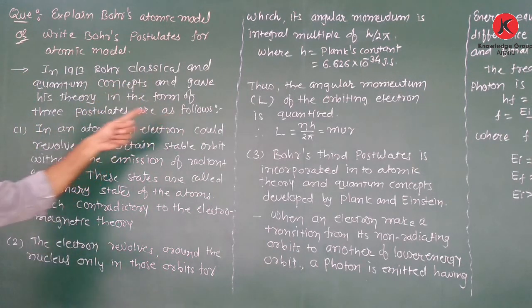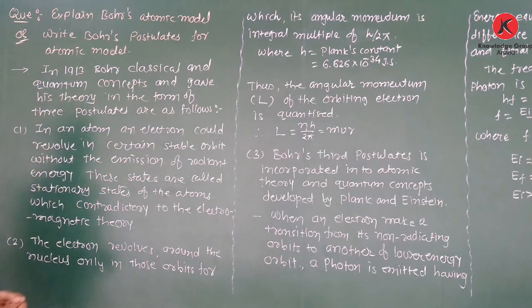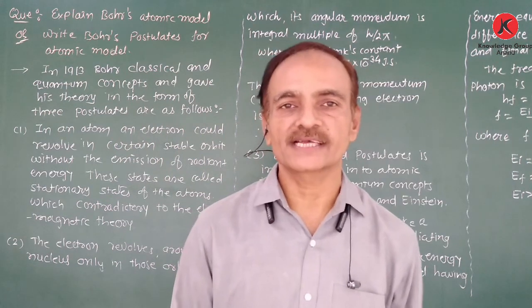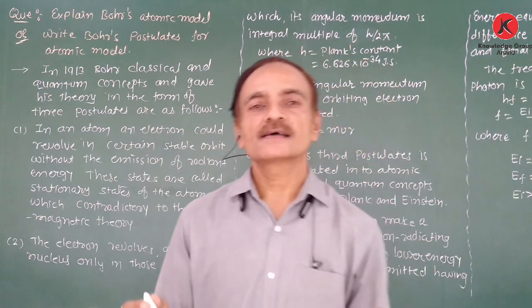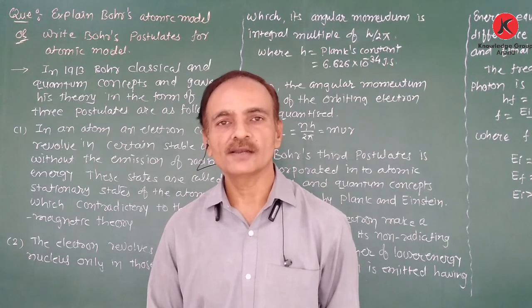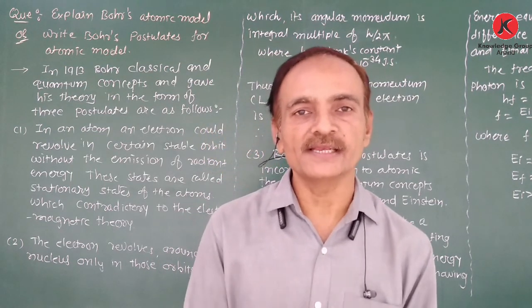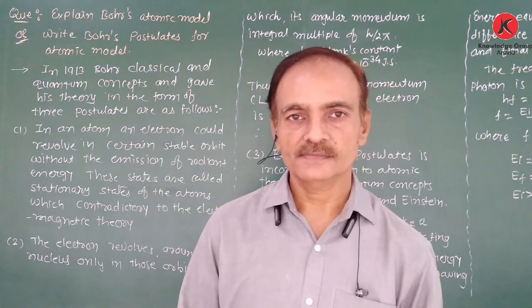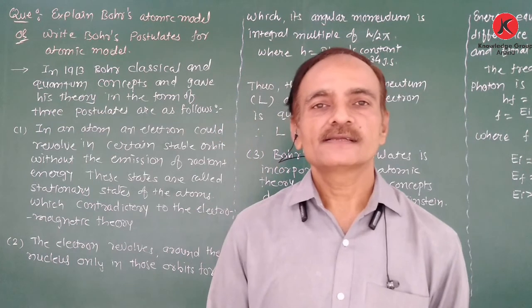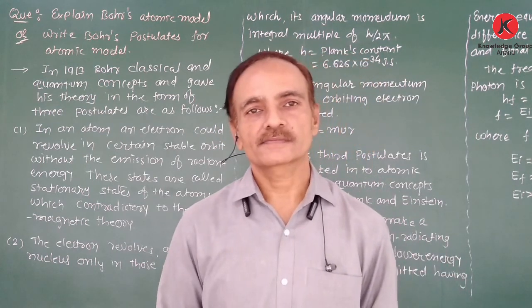Bohr combined the classical and quantum concepts and gave his theory in the form of three postulates, which are followed. So here Niels Bohr combined both classical mechanics and quantum mechanics and gave three hypotheses for the atomic model, and these three postulates are added to Rutherford's atomic model, because Rutherford could not explain the orbit of the electron.